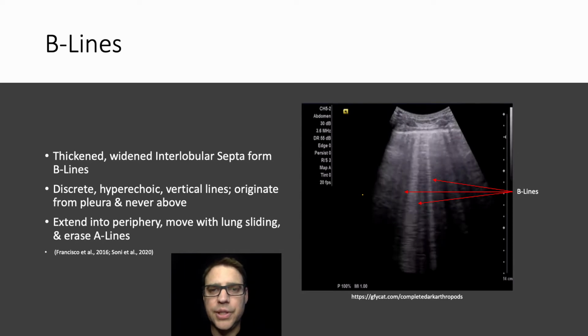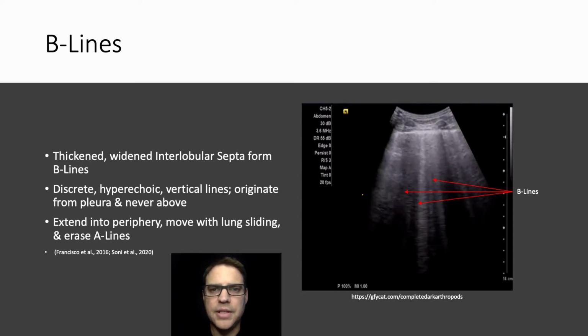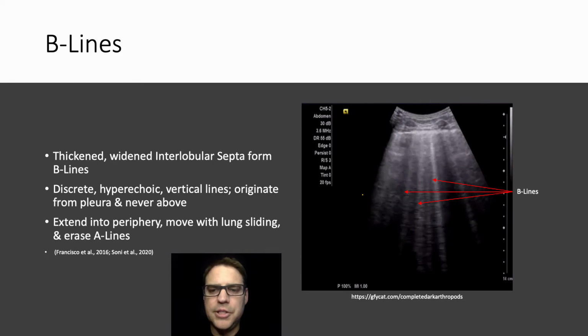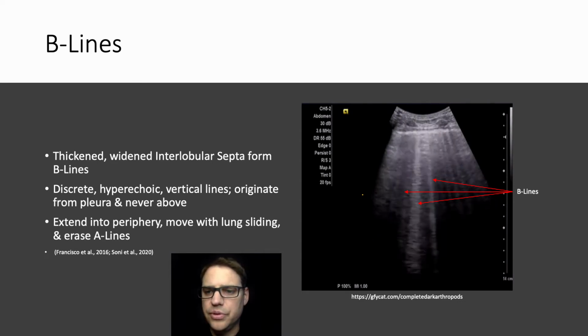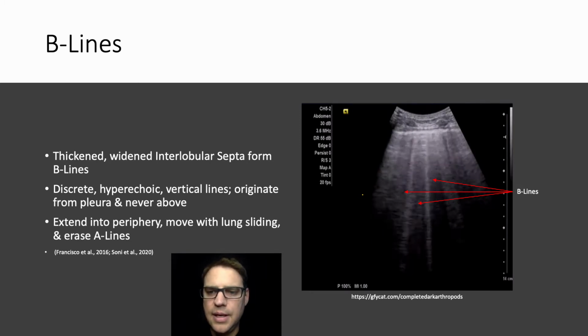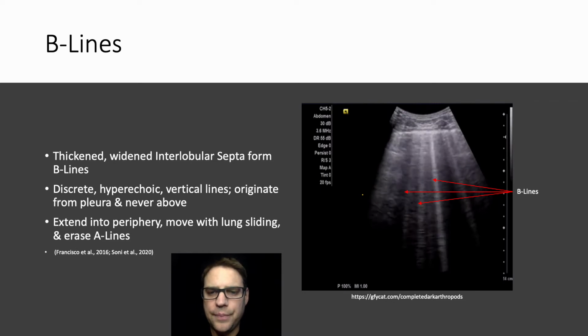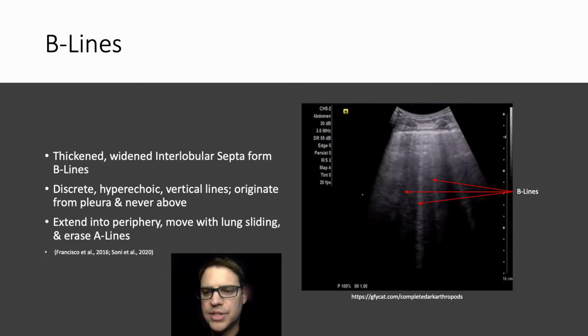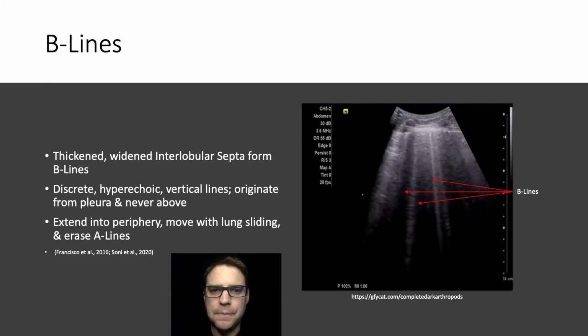B-lines appear as discrete, hyperechoic vertical lines that originate from the pleura and never above it. In addition, B-lines extend into the peripheral fields of the ultrasound's monitor, move with lung sliding, and may erase A-lines in their path. With B-lines, the pleura, ribs, and rib shadows still exist, forming the bat sign.